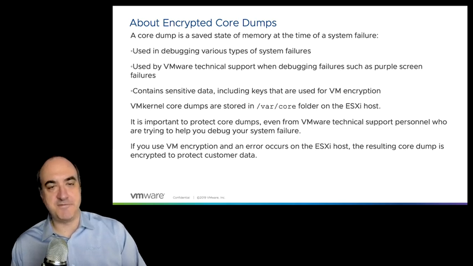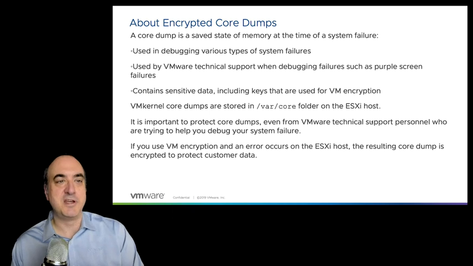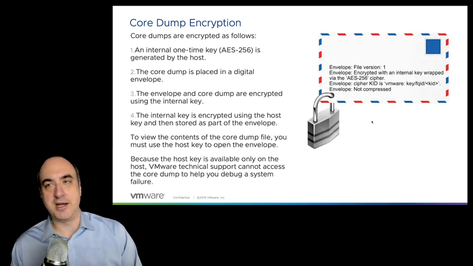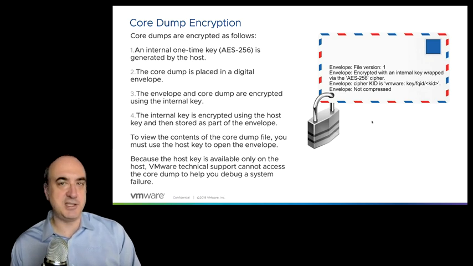if you needed to give the support folks the ability to decrypt this, here's the trick. One thing to note about how core dumps work is that, just like with VM encryption, there's a multi-key layered encryption model going on. Basically, there is an internal one-time key that is generated by a host whenever there's a core dump. The core dump is placed into what's called a digital envelope, and that envelope and the core dump are encrypted using that internal key, which is then encrypted with the host key that was obtained from the KMS. So again, it's two keys that are involved in getting access to this data, which not even the support engineering folks are going to be able to decrypt.